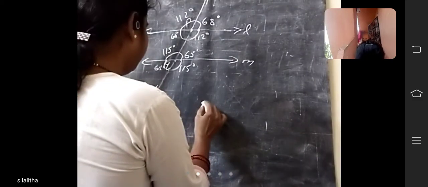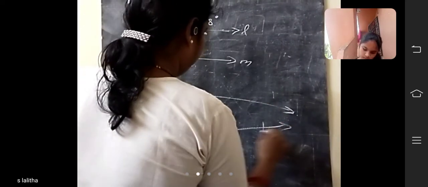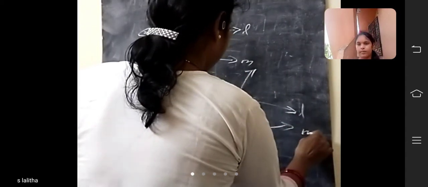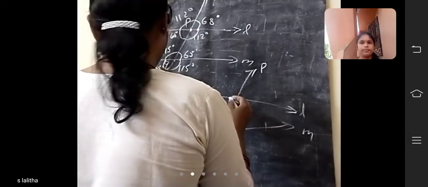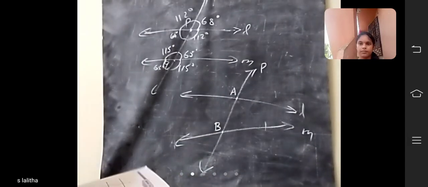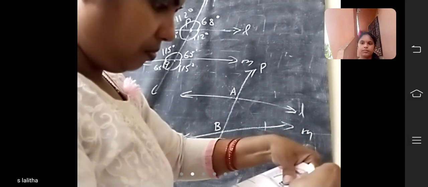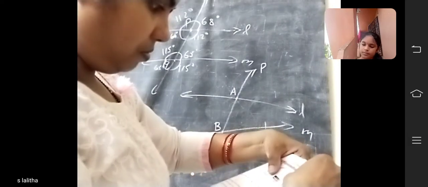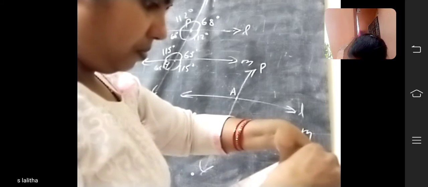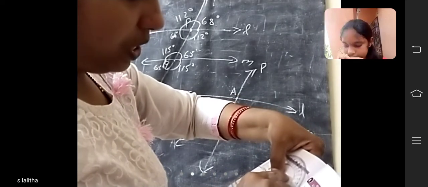Now the second picture, like this given. This is L, M, P, A, B. Now take your protractor, keep it on A. Center point, keep it on A. The line should coincide with the baseline and your picture also. So now what is that angle?